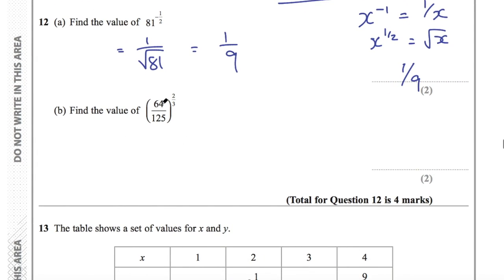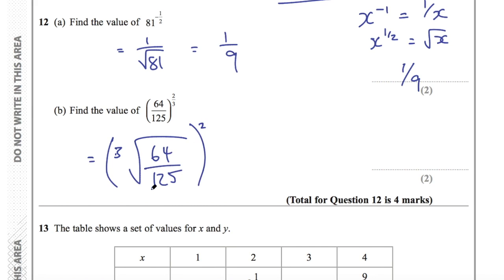Part B says find the value of 64 over 125 to the power of 2 over 3. What this is saying is we need the cube root of 64 over 125 and all of that squared. Again, I'm not going to go into why that is the case, but I have done a video on index laws, so you can check that out, or else you can find the millions of other videos on YouTube to do with index laws. And if we take the cube root of 64 and 125, we get 4 over 5 squared, which is 16 over 25.